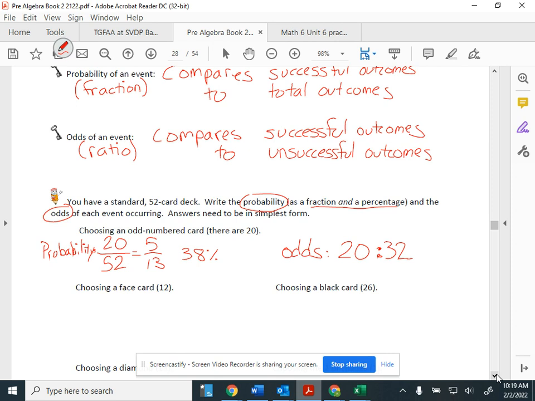Am I done? No. Why not, Joseph? Simplified. What would it be simplified? What's my greatest common factor between 20 and 32? Oh my gosh. Molly, what can I divide out of both of them? 5 to 8. Yeah, if I divide them both by 4, I can't get any simpler. Okay, is that making sense? Let's look at our next one.